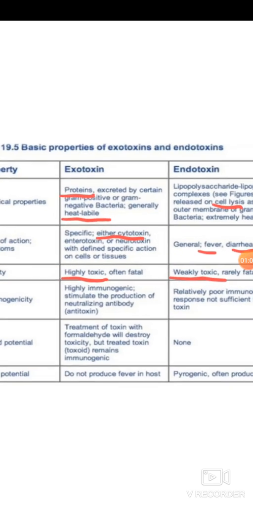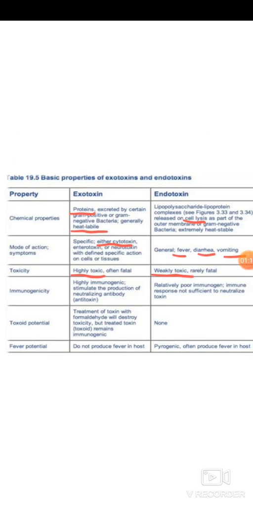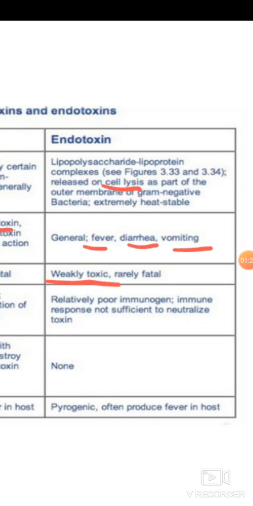Then about the immunogenicity, it is highly immunogenic in case of exotoxin. It stimulates the production of neutralizing antibody. That means it can neutralize the toxicity, the poisonous substance. But the endotoxin is pathogenic but less immunogenic, or you can say poorly immunogenic. So the immune response is not sufficient to neutralize the toxin.